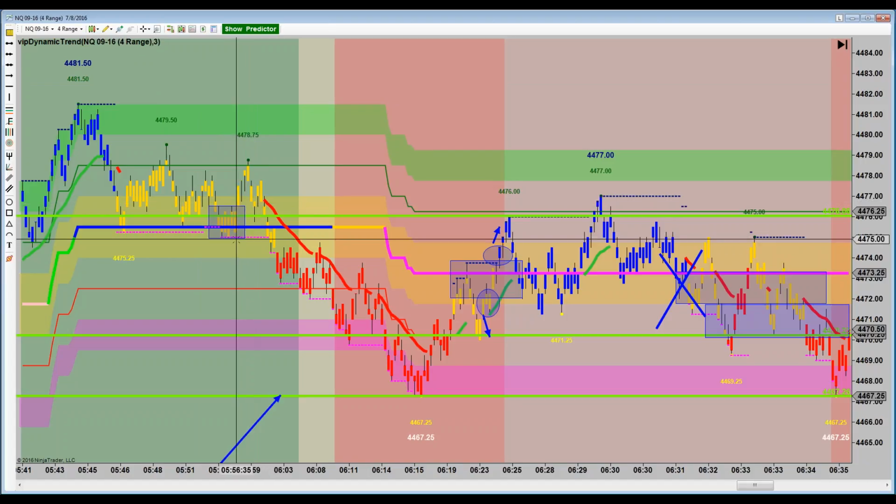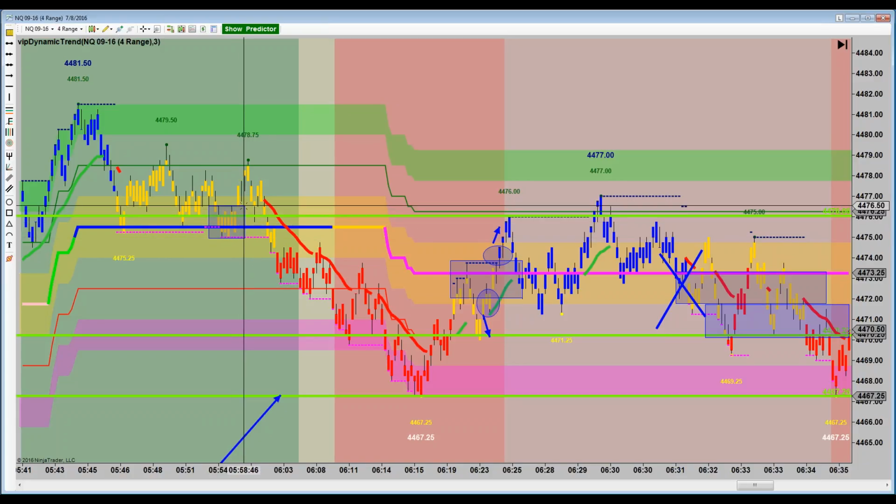So here, for instance, you had support on this box just under the midband at 75, and you had resistance at 76.50. So that's 1.5 points on NASDAQ times 4 ticks per point is 6 ticks.